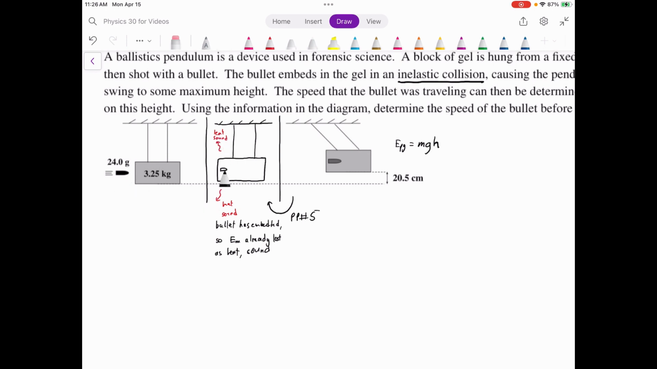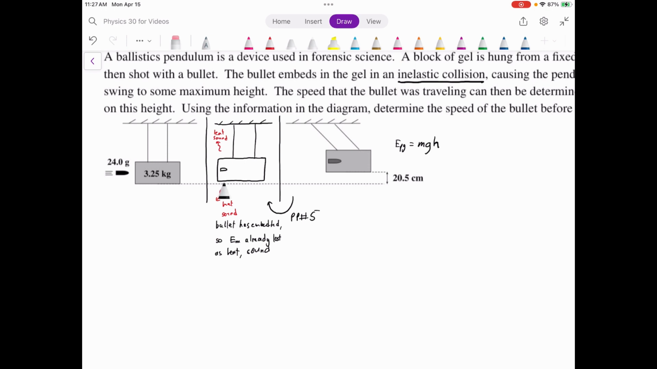But once it's embedded, whatever kinetic energy this has is just going to become the gravitational potential energy it ends up with. So let's follow that thread, right? Whatever gravitational potential energy it ends up with here is the kinetic energy it had here, just in the instant after it embedded, okay? With that kinetic energy, we can find the speed that this thing started moving at, right?